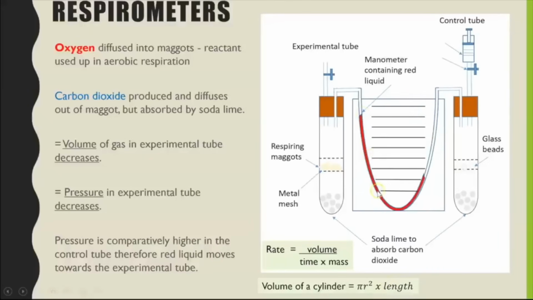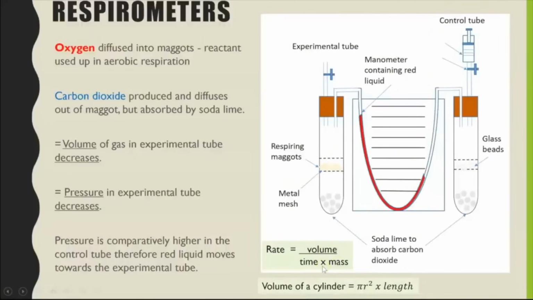So if we imagine each of these lines was representing 5 millimetres, for us it might have moved, if that was the start point, 5, 10, 15 millimetres. So once you've worked out the volume, then you divide that by the period of time you left it for. So we said in our example 5 minutes, and we also divide it by the mass.